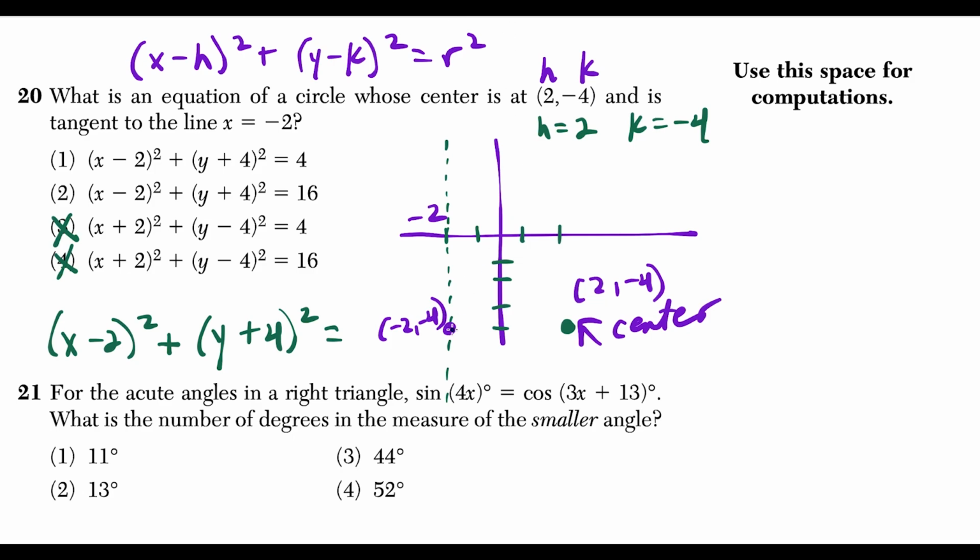The radius we could just count over, goes 1, 2, 3, 4. So the radius, we could start to imagine this circle is going to look something like this. But the radius here is going to equal 4 if we count the horizontal space like this across. So since r is equal to 4, r squared is equal to 16, and this is the rest of our equation. So this is definitely choice 2.